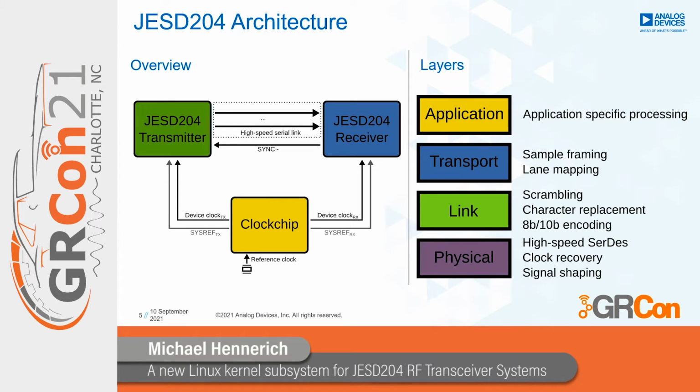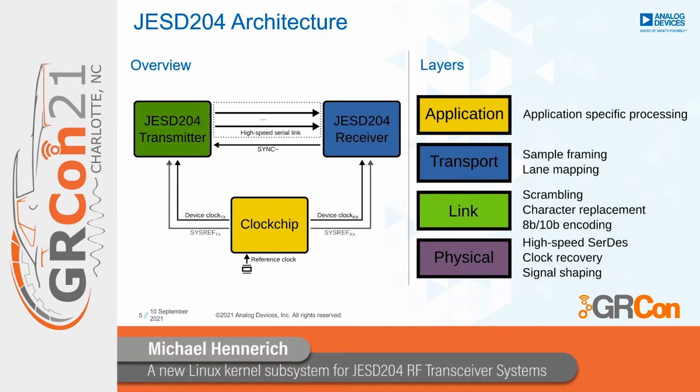Here we see the basic architecture of such a system. We have a transmitter and a receiver. Between the transmitter and the receiver, there are one or multiple high-speed serial lanes. From the receiver back to the transmitter, there is a sync signal, which is only available in 204B modes, which tells the transmitter that the receiver is ready to receive the code group synchronization sequence. Once successfully received by the receiver, it deasserts the sync signal again, and the transmitter starts sending the initial lane alignment sequence followed by the data.